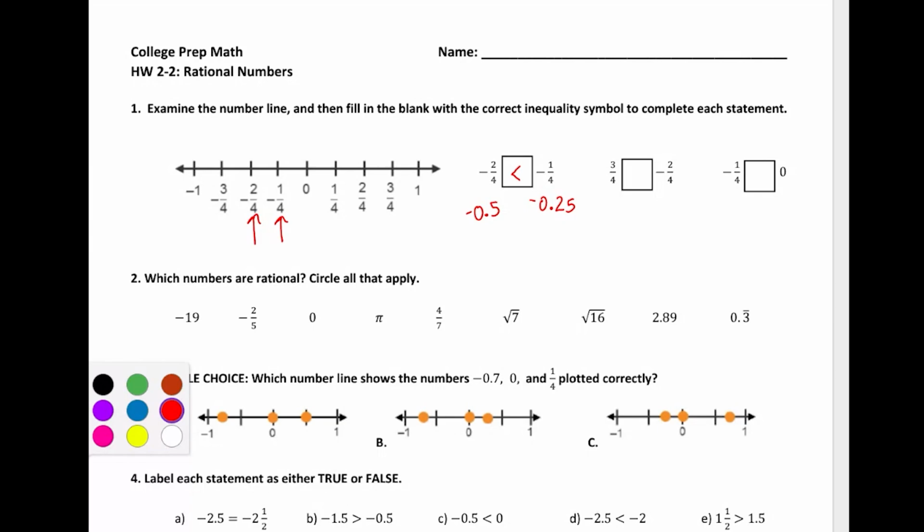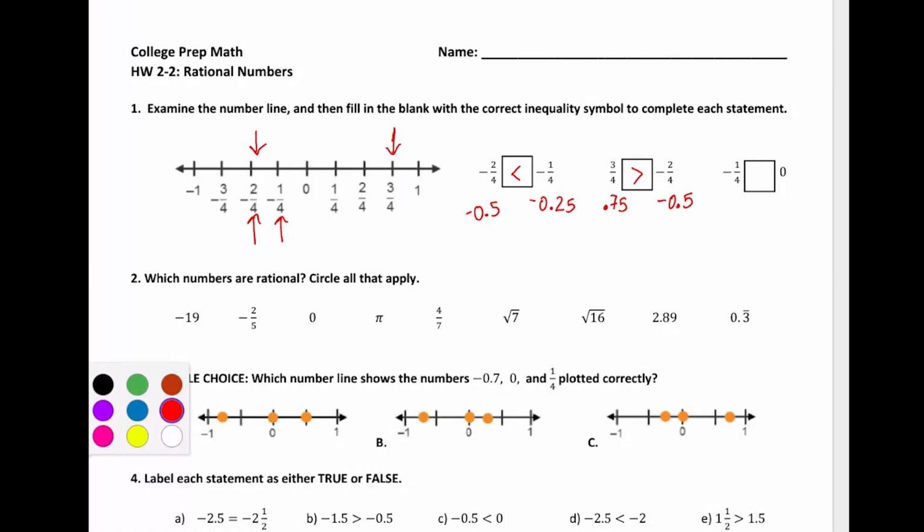If we're comparing 3/4 to negative 2/4, well, first of all, 3/4 is positive. So that is for sure going to be bigger than any negative number I can throw at you. We can find negative 2/4 right here and 3/4 right here. So yeah, 3/4 is going to be bigger.